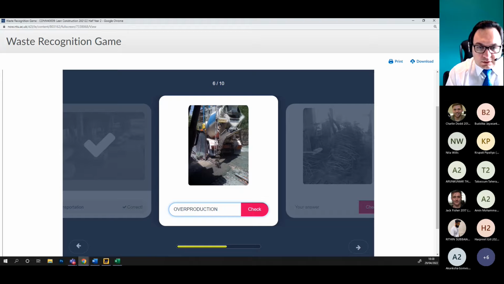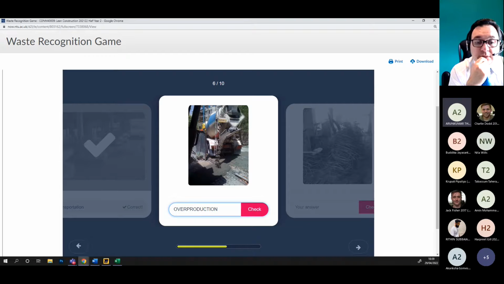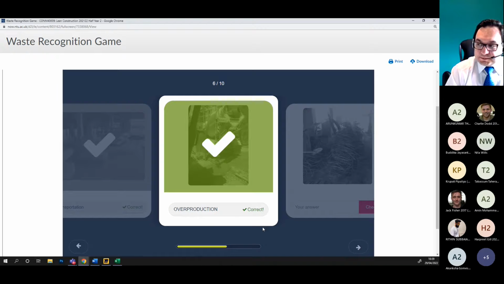I think somebody said transportation. I believe whatever the quantity ordered from the site, maybe the supplier sent extra materials. So transported waste. Yeah, so again, it's overproduction. The supplier produced more materials than required. Okay. Yeah, so we have extra concrete that we don't know what to do with. So overproduction, correct.